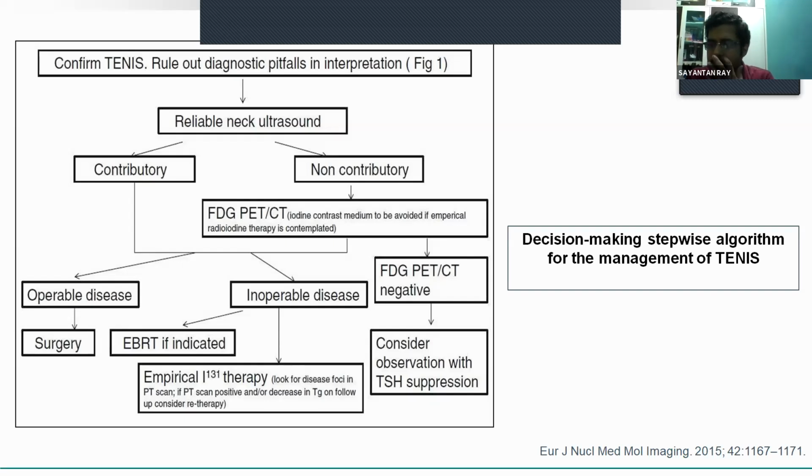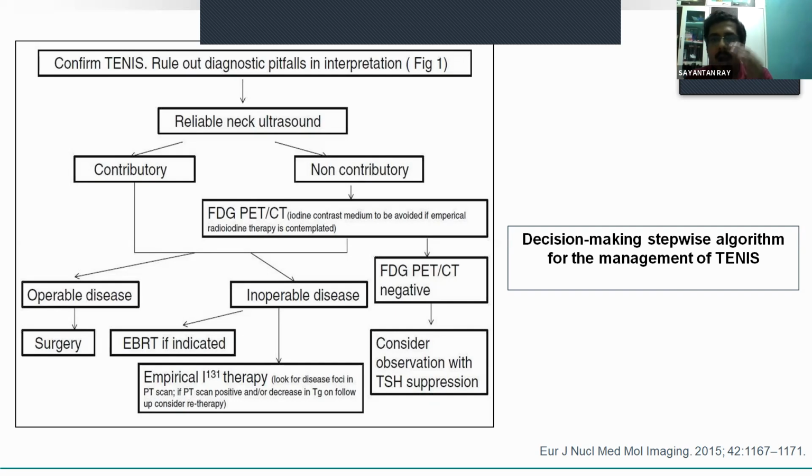What is important is that when operable disease is detected, like a neck lymphadenopathy, as the sole site of metastatic disease, appropriate surgery is the treatment of choice. But with respect to distant disease, operability needs to be considered on a case-to-case basis.